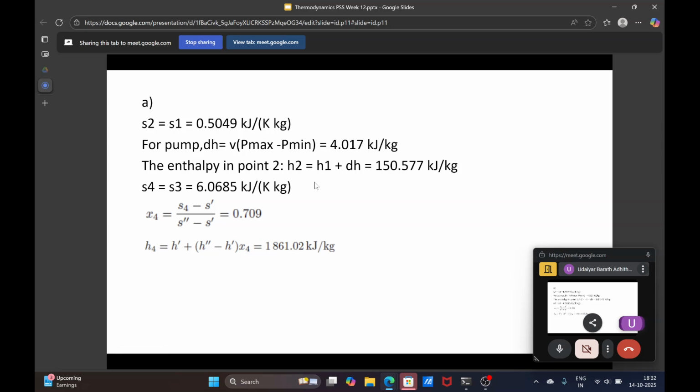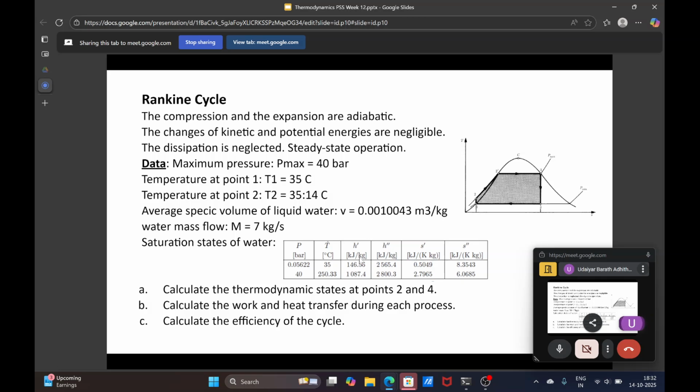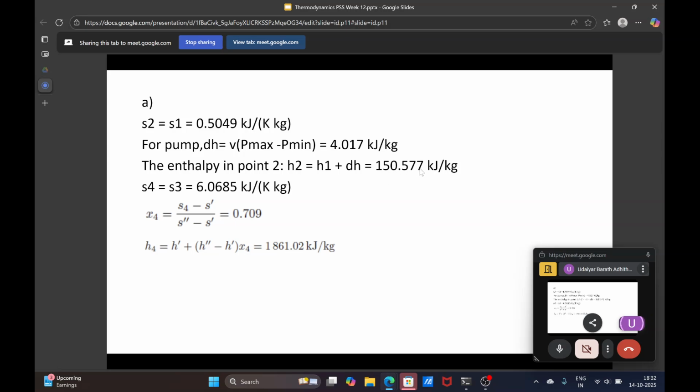So H2 comes out to be 150.577 kilojoule per kg. The inlet is 146.56, the outlet is 150.577 kilojoule per kg. And similarly, for process 3 to 4, the expansion is also a reversible adiabatic, so we can assume the entropy to be same. Entropy S4 equals S3, which is equal to 6.0685.